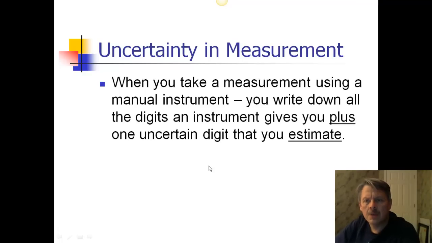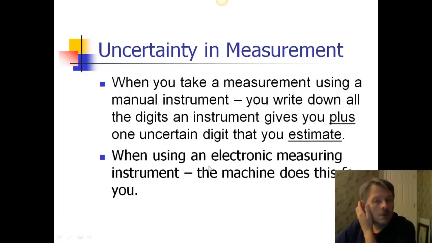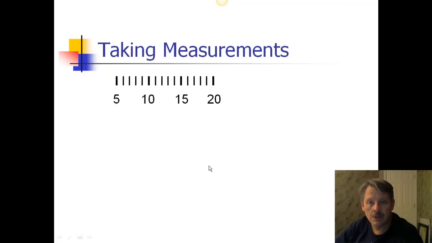So when you take a measurement using a manual instrument like a ruler, you write down all of the digits an instrument gives you plus one uncertain digit, then you estimate. It's a lot easier to demonstrate that than to memorize that rule. Right? Now when you use an electronic measuring instrument, the machine does this for you. It guesses at the last number. It's not perfect.